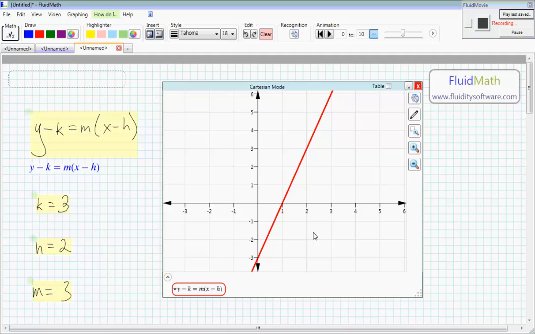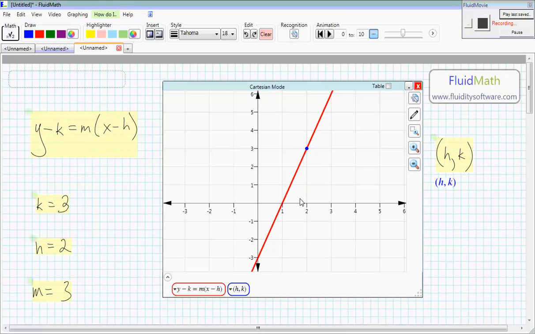Okay, this is called point slope form because these two parameters, h and k, if we plot them as a coordinate pair, let's do that, h comma k, plot that on there, it defines a point that the line passes through.